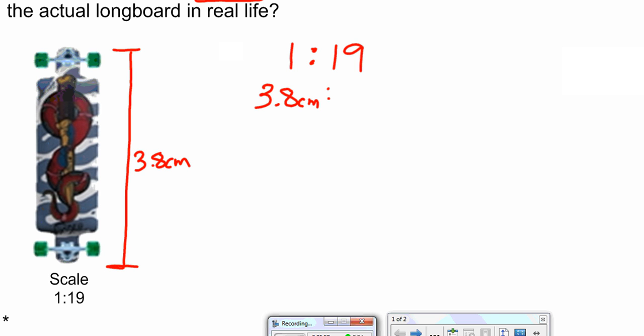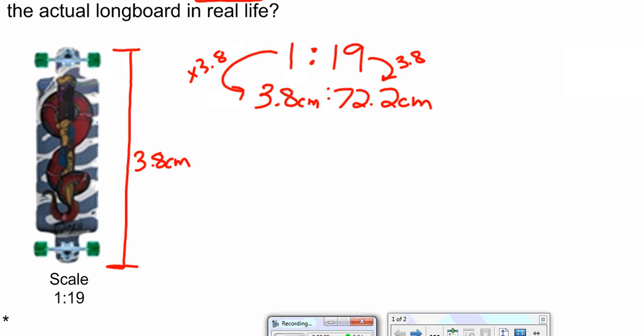Okay, and so in order to keep the ratio equivalent or equal, we need to do the same thing on both sides. So we're going to take our scale factor of 19 and times it by the drawn of 3.8 to tell us what the height or the length of the longboard is, and we get 72.2 centimeters. So that's how long the longboard is in real life.